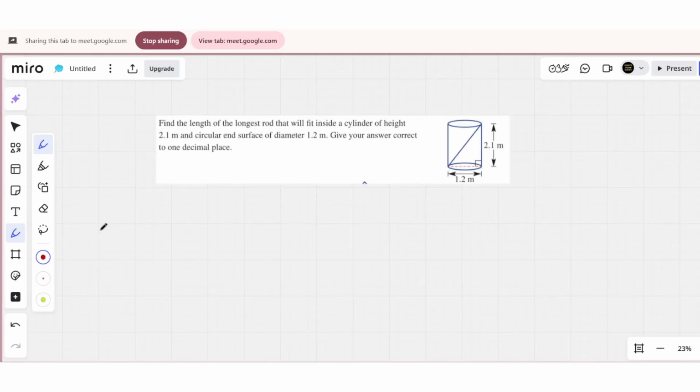Find the length of the longest rod that will fit inside a cylinder of height 2.1 m and circular cross-section of diameter 1.2 m. Give your answer correct to 1 decimal place. Yes. So we know that the longest rod that will fit inside the cylinder will be the hypotenuse, because that line joins your diameter and the vertical height of the cylinder, and they are at 90 degrees to each other. So we'll apply the Pythagoras theorem, which says that the hypotenuse square is equal to the sum of squares of the other two sides. So we'll take it as 2.1 square plus 1.2 square equals the hypotenuse square.